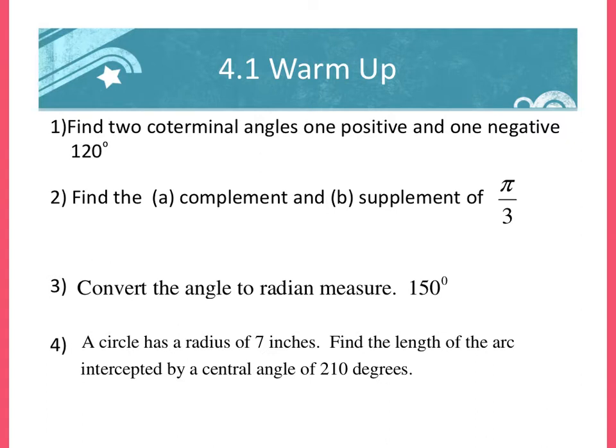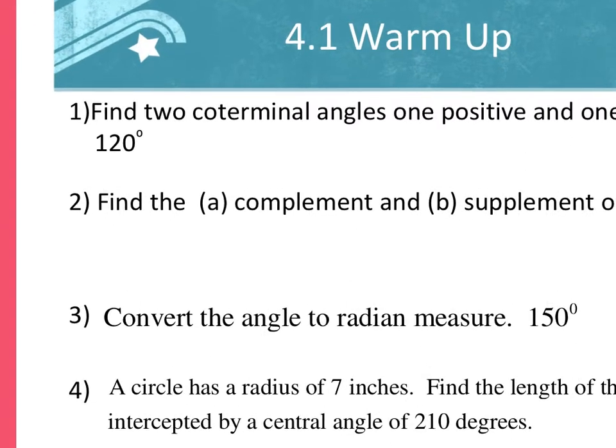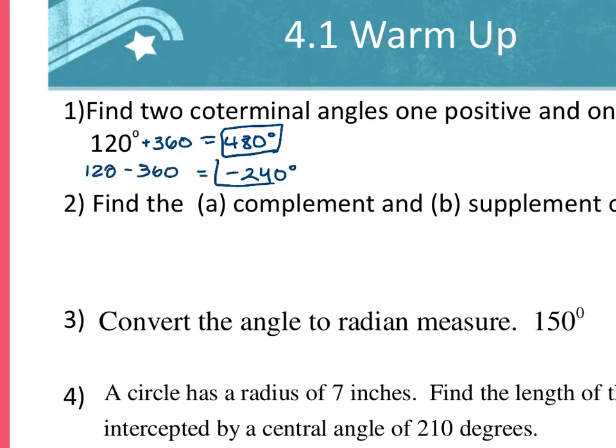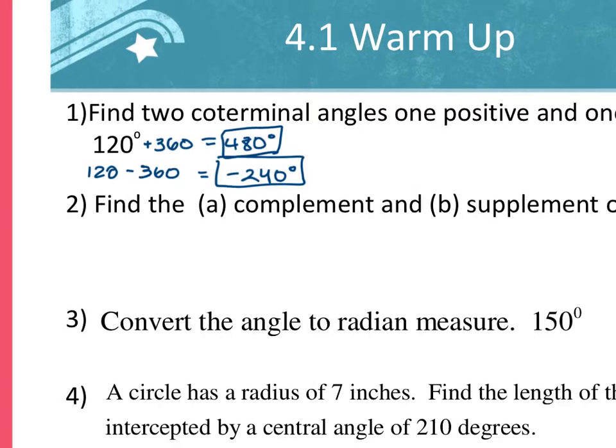So number 1 says to find 2 coterminal angles, 1 positive and 1 negative. If it's in degrees, how do I find coterminal? Add and subtract 360, right? So if I want a positive one, I'm going to add 360, and I get 480. And then negative, subtract 360: negative 240. If it was in radians, what would you be adding and subtracting? 2 pi, good.